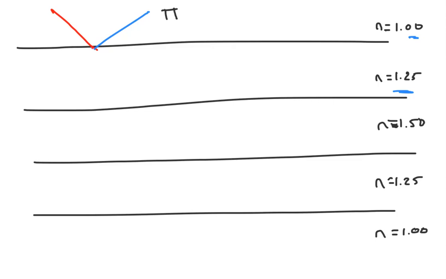Okay, and then we have transmission. And then what's the reflected ray going to do here? Is it going to go through a pi change or no?